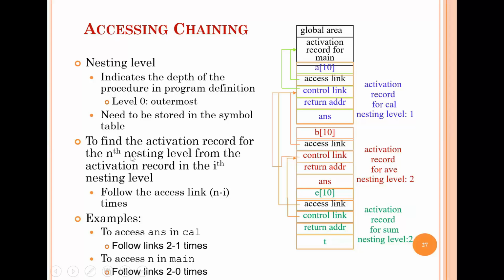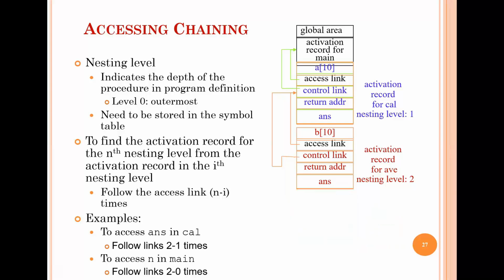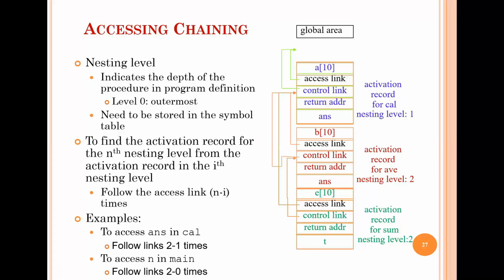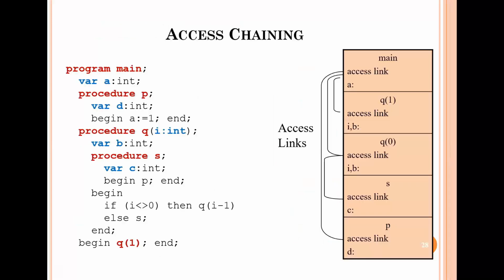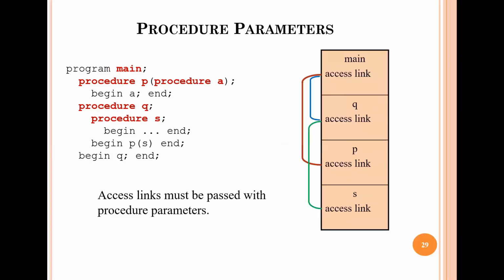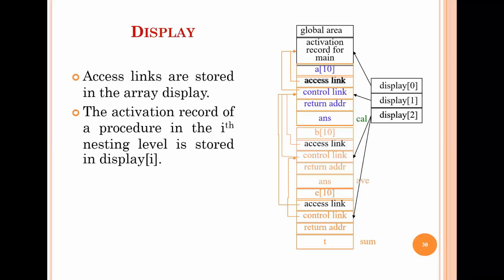To find the activation record for the nth nesting level, from the activation record in the ith nesting level, we need to follow the access link n-1 times. This is how activation will take place. Level 1, level 2, level 3, we need to call each and every level in order to identify the nth level. This is how activation access links are chained together. We have access chaining.